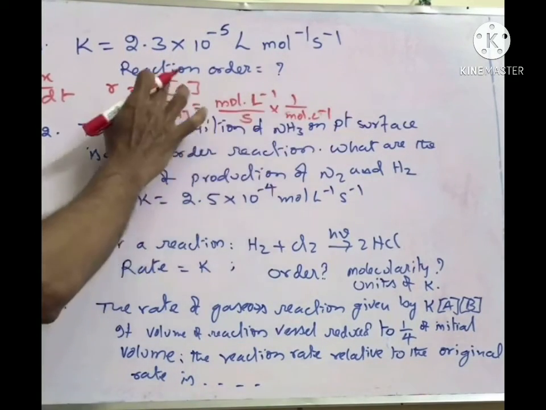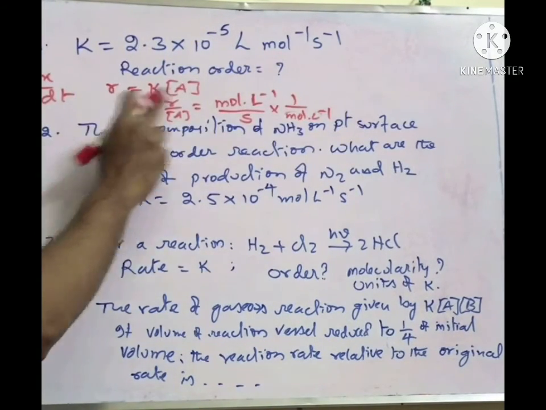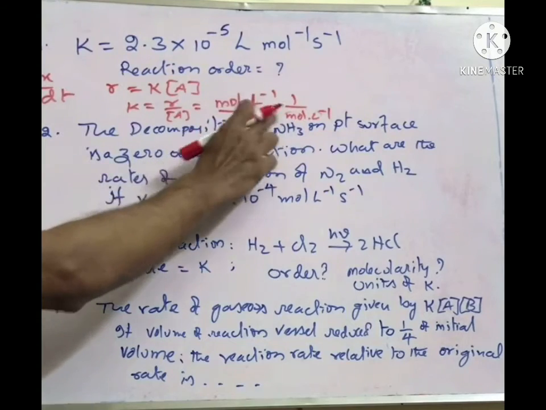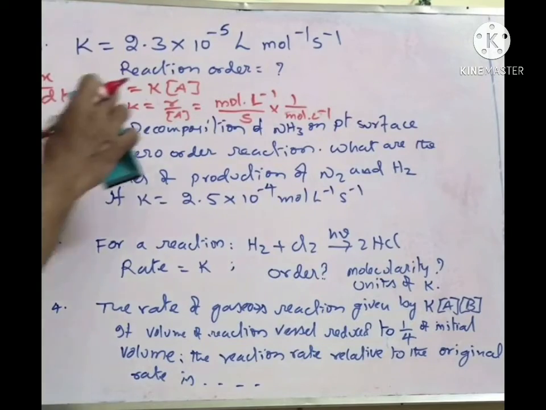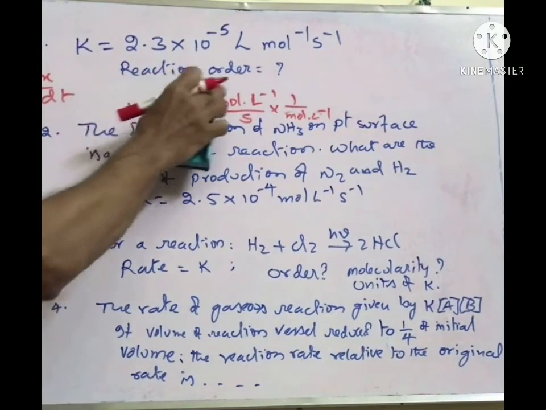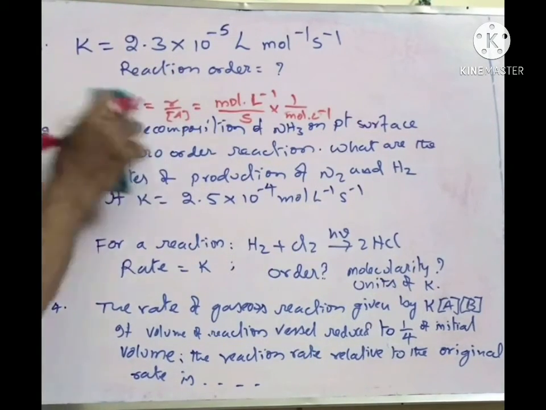This is for a first order reaction. If you find out K for a first order, moles per liter cancels out, then second inverse. So K is second inverse. So generally this equation can be written like this for a common understanding.